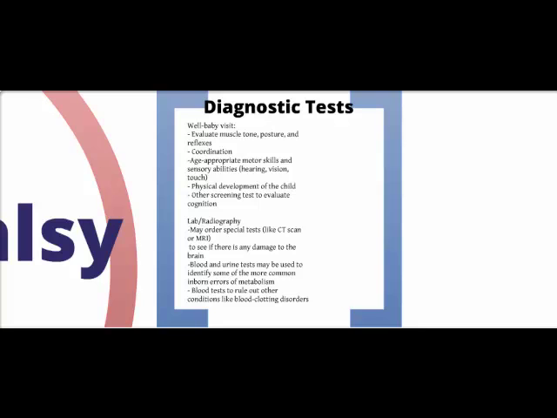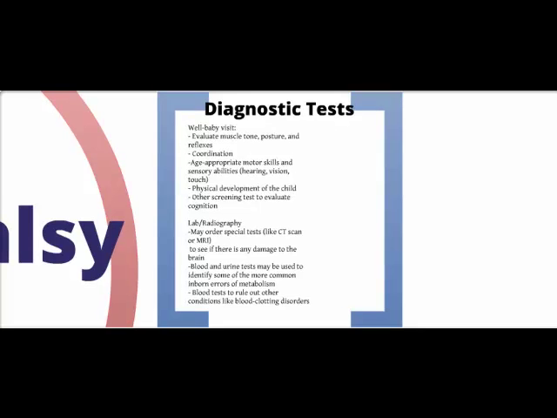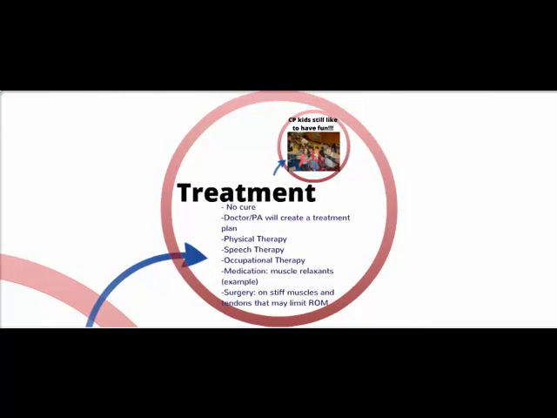Blood and urine tests may be used to identify some of the more common inborn errors of metabolism, and blood tests can be used to rule out other conditions like blood clotting disorders. So there are these lab and radiology resources available to help diagnose cerebral palsy. However, it is mainly diagnosed based on the history and physical exam. As far as treatment goes for cerebral palsy, there is no cure, but the provider can help the child and family create a treatment plan to help improve the symptoms and cope with the condition.